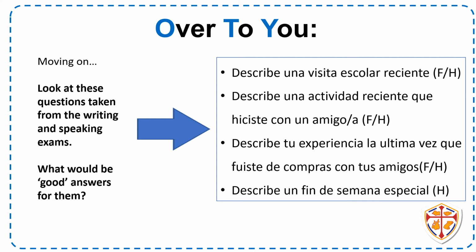As you can see, you have a variety of questions. Some are overlap, foundation higher. That means that you could have found them in a foundation paper or in a higher paper. And the last bullet point, describe un fin de semana especial, is a more challenging one that I found in a higher paper. So what you can do is to draft a good answer for these different bullet points. How would you do it?